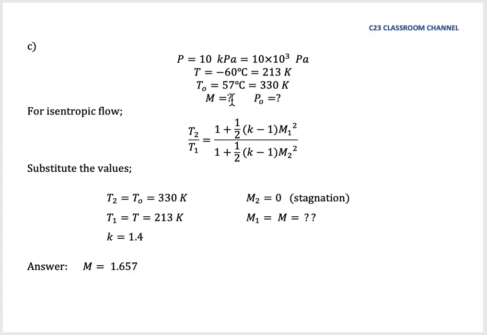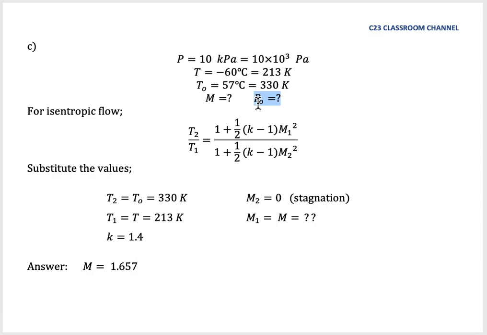So what we need to do is we list all the parameters from the question. So we have pressure 10 kilopascal, we have temperature before the stagnation is 213 Kelvin, and temperature at stagnation point is 330 Kelvin.